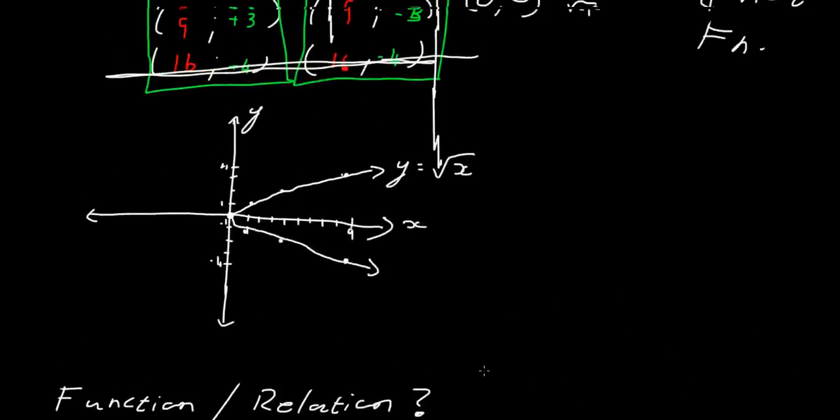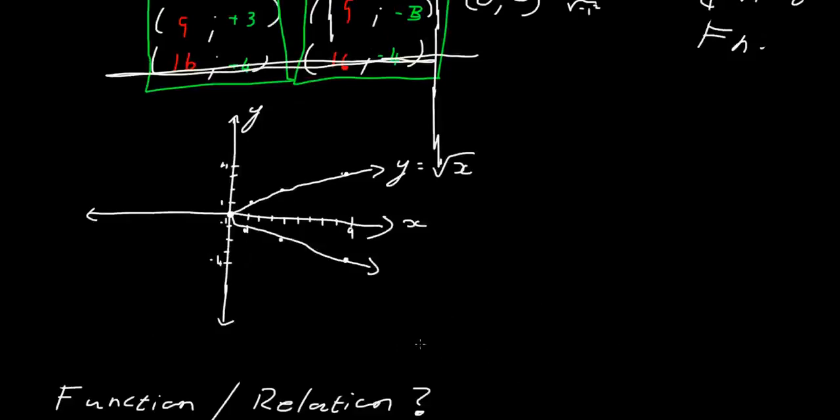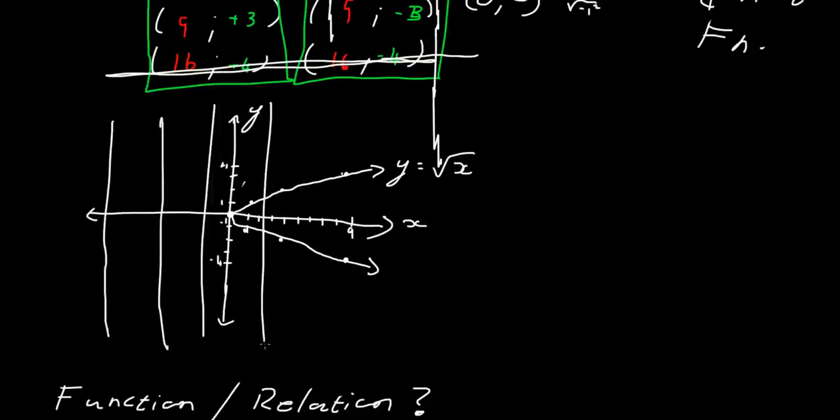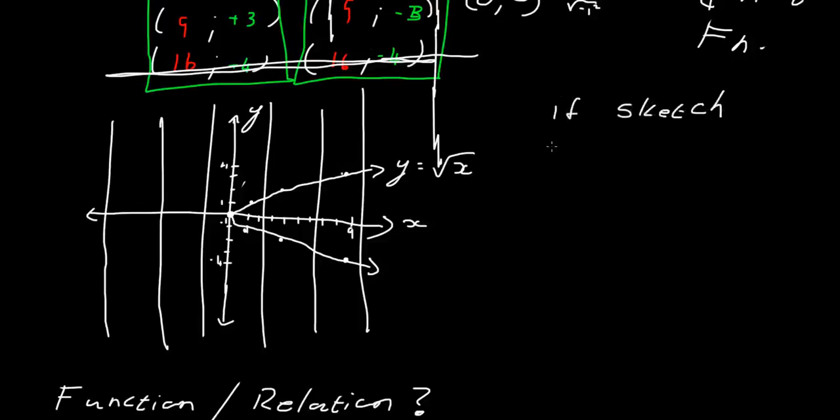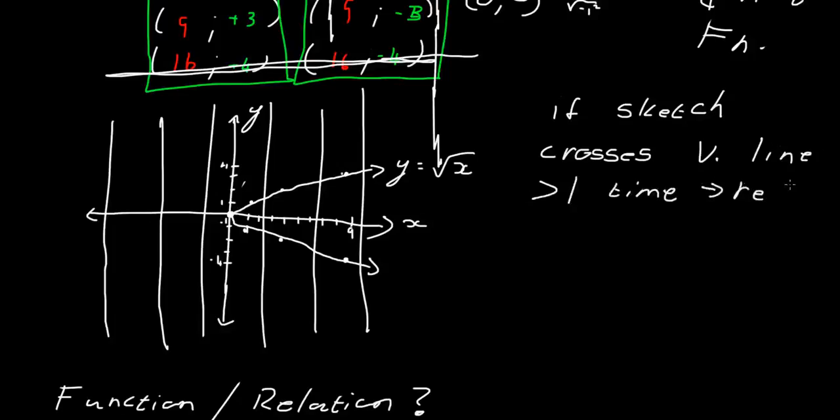The easy way to test this is with what they call the ruler test. If you hold a ruler parallel to the y-axis, so you draw vertical lines, and at any point the sketch crosses a vertical line more than one time, it is a relation.